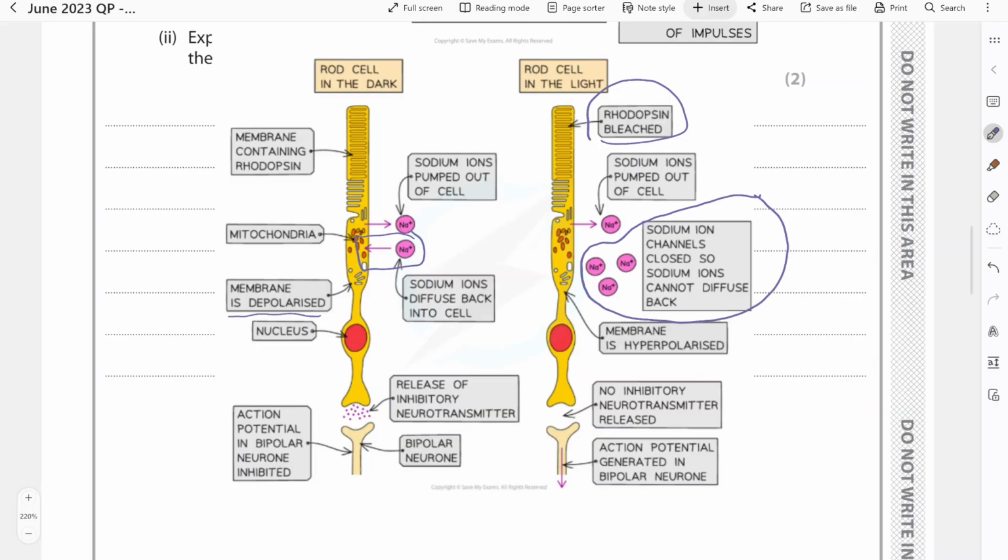Now, because you have the sodium ions that are being actively pumped out, that eventually causes the rod cells to become more and more negative, right? Until it becomes hyperpolarized. Hyperpolarized just means that it's more negative than its resting membrane potential, which is minus 70 millivolts. So because it's hyperpolarized, that prevents the release of the inhibitory neurotransmitter. And because that doesn't get released anymore, then an action potential gets generated at the bipolar neuron.